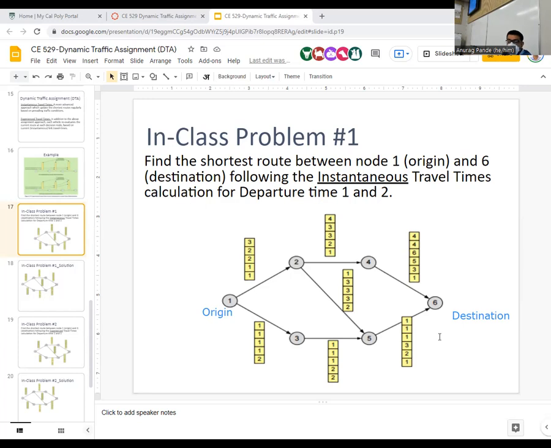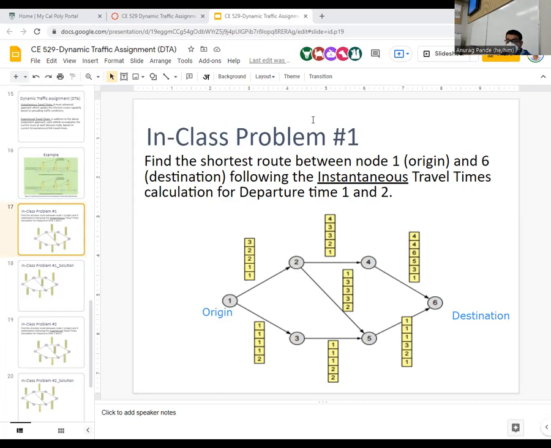So node 1 to node 6, first of all, you have to think about how many routes you see if these are all one-way links. So that's the first question you need to answer. How many routes do you see if these are all one-way links to go from origin to destination, node 1 to node 6? 3 routes, right? You can either do 1, 2, 4, 6, you can do 1, 2, 5, 6, or you can do 1, 3, 5, and 6.